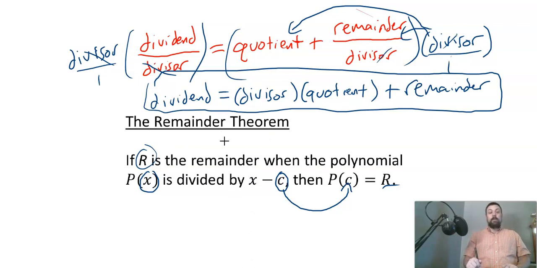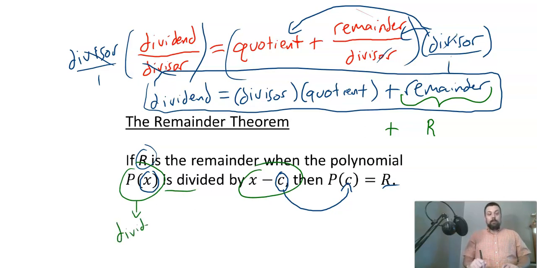So the remainder theorem says if R is the remainder, so we want to use capital R for the remainder, so we'll substitute that. The remainder, we're going to call that capital R. When the polynomial p of x is divided by x minus c, that makes p of x the dividend, and that makes x minus c the divisor, right? The thing we're dividing by is the divisor. The thing we're dividing into is the dividend.